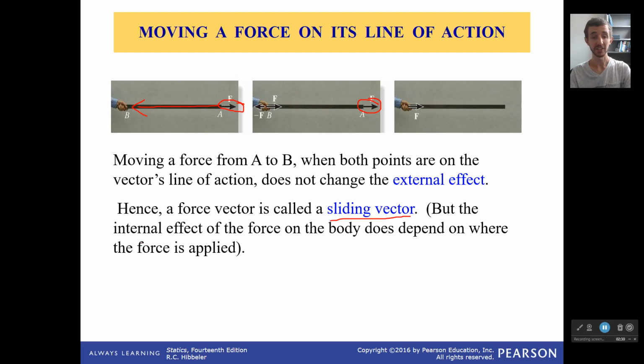However, when we get to the internal effect, like what the atoms of the bar feel, that does depend on where the force is applied, so we couldn't move it in that regard. So that's just the difference between statics and solid mechanics. Statics, you can figure out everything that's happening at a single point. Solid mechanics cares about everything all along the way.